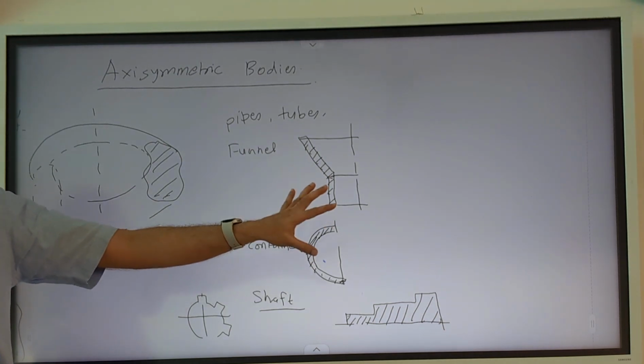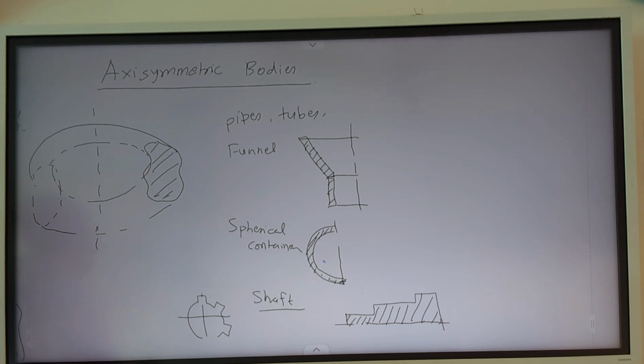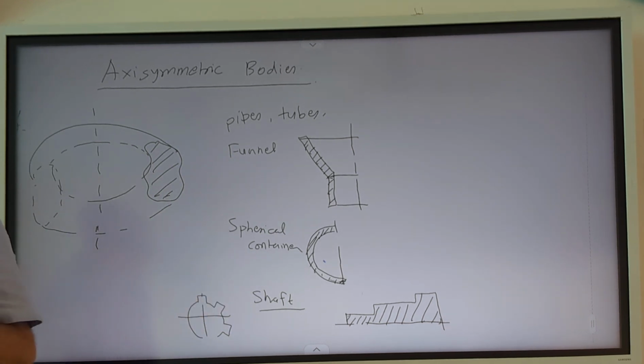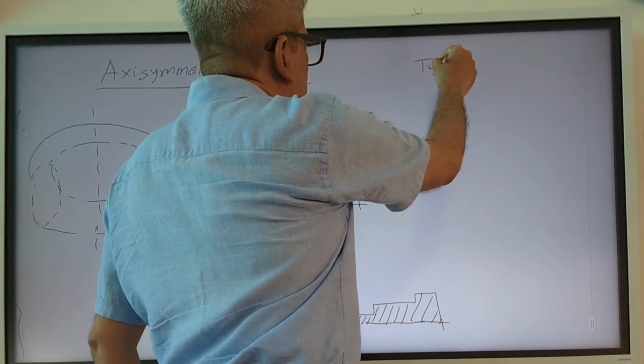In this analysis, we will be looking into this form. Anybody has any other idea of objects? Tires, okay, that's a good example.